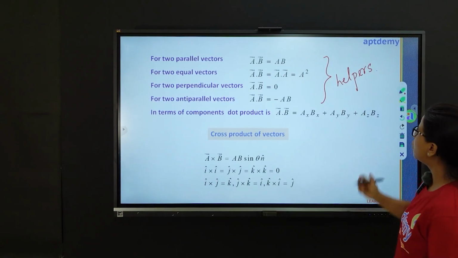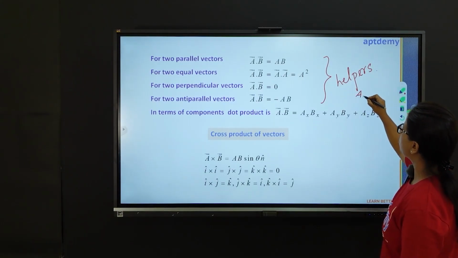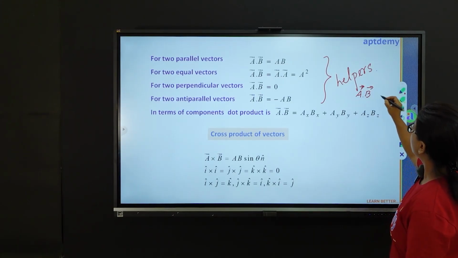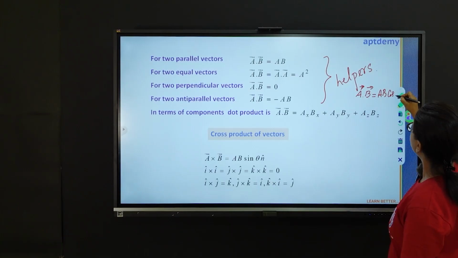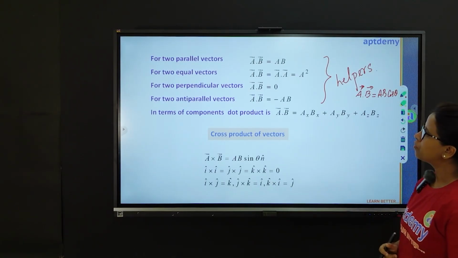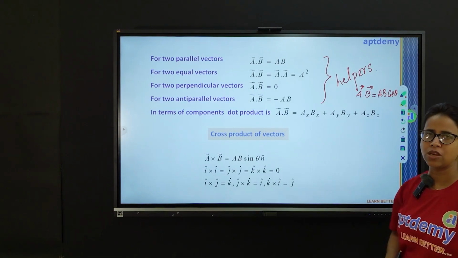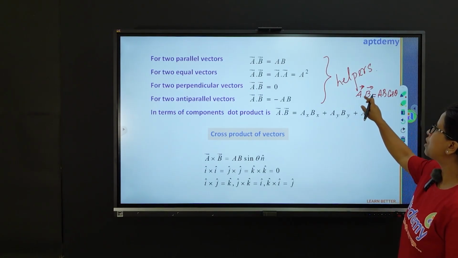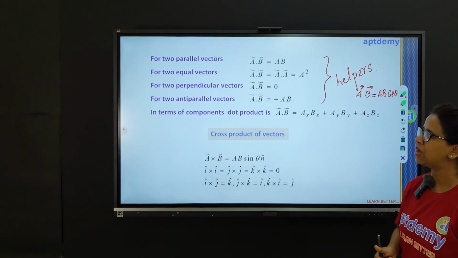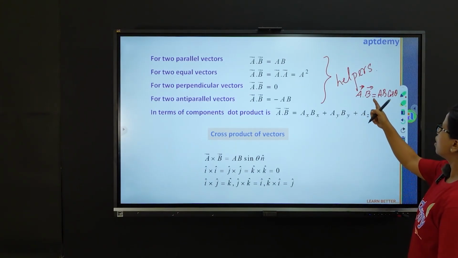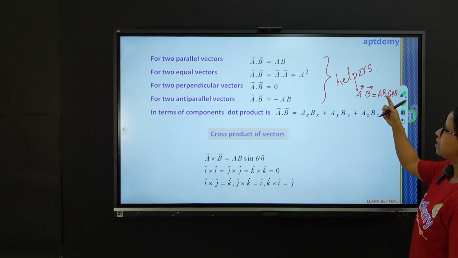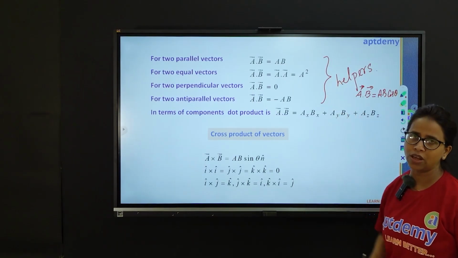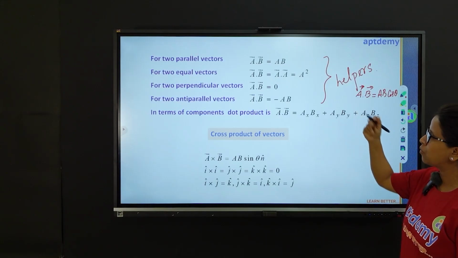So this is nothing hard. Even if you don't remember, you have to be clear with the base formula, which is vector A dot vector B, which is equal to AB cos theta. So just have a look at it. For parallel vectors, what will happen? Theta becomes equal to 0 degree. So we are left with vector A dot vector B equals AB. For equal vectors, what happens? You have B is equal to A. So vector A dot vector A, and the magnitude of two equal vectors is equal to A square.